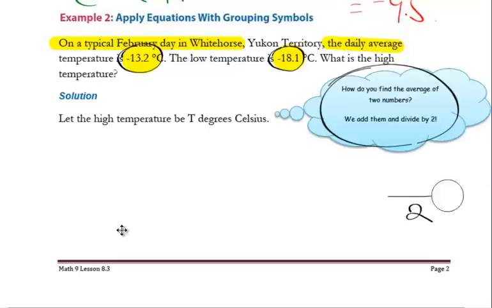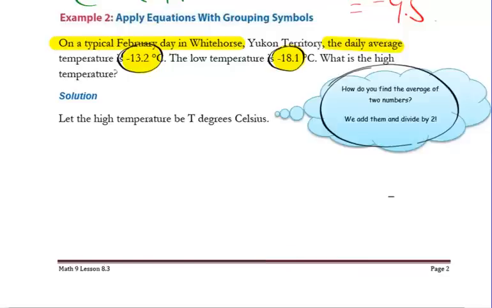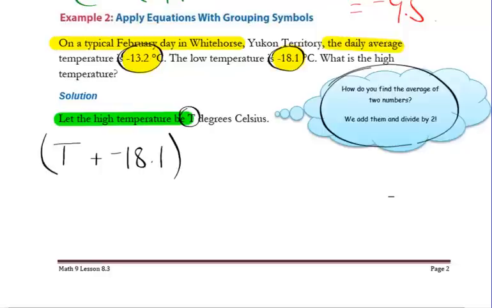So we need to come up with an equation here. Now, I've suggested that you go through and say, let the high temperature, in other words the variable that we're looking for, equal T. So the high temperature, T, plus the lowest temperature of the day, negative 18.1, that's the sum of the two temperatures. This is the high temperature and this is the low temperature, isn't it?